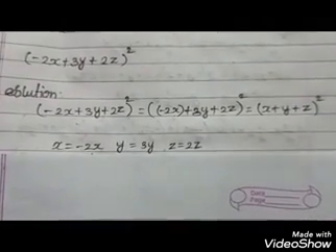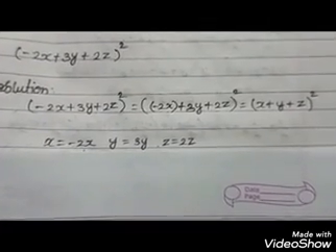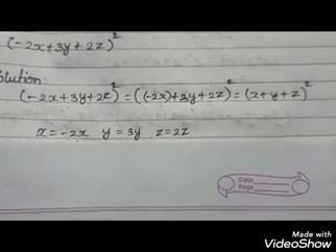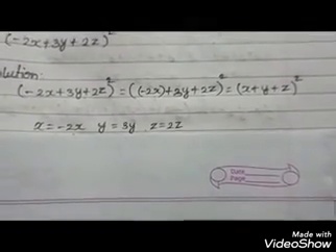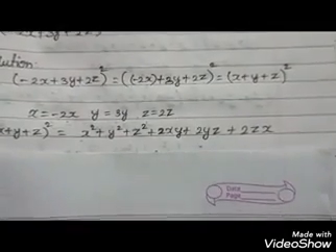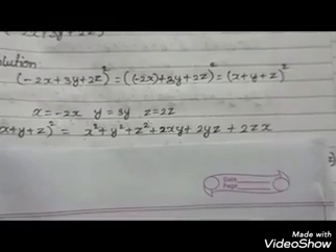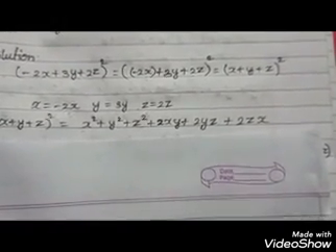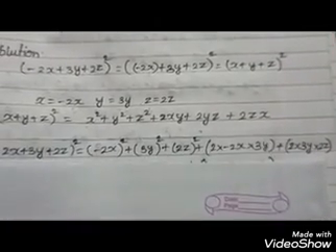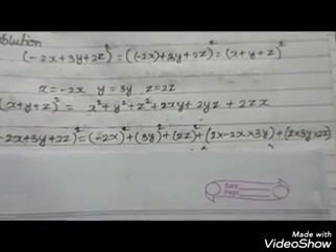So already you know what is the expansion of x plus y plus z whole square. X square plus y square plus z square plus 2xy plus 2yz plus 2zx. So this is the expansion for x plus y plus z whole square. Now directly you have to substitute the value of x, y, z and you need to expand it. So minus 2x plus 3y plus 2z whole square.